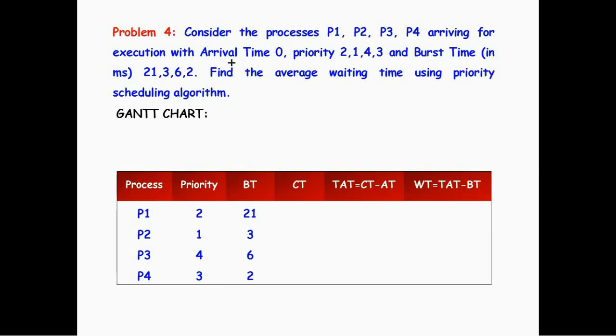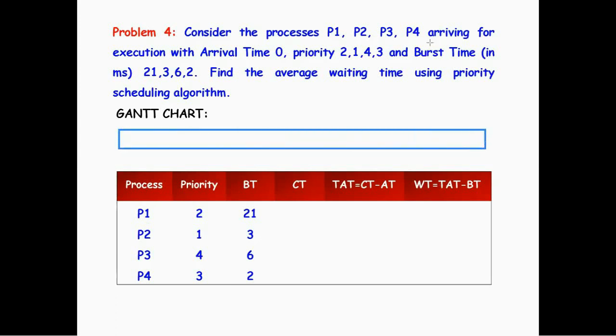So, the priority number for P2 is lower, so P2 will be scheduled first. Then the priority number for P1 is 2, so P1 will be scheduled next. Then P4 will be scheduled and finally P3 will be scheduled. Let me draw a Gantt chart. So from 0 to 3, since P2 has the lower priority number 1, it will be scheduled first. It needs 3 milliseconds for execution. So from 0 to 3, P2 gets executed.